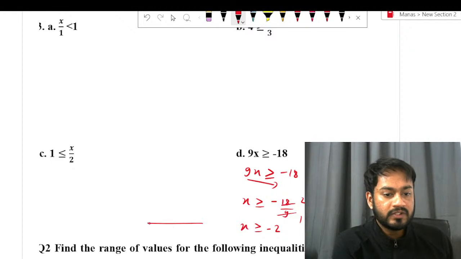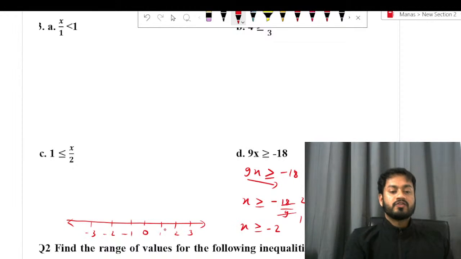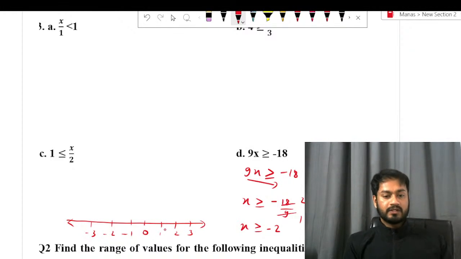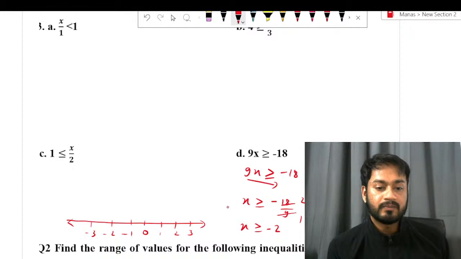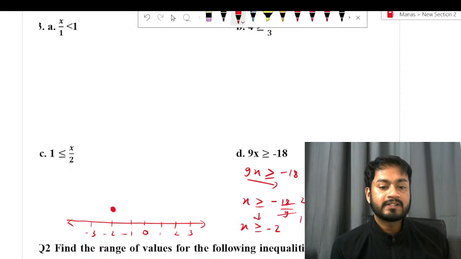Now if you want to show this on a number line, what we will do is we will make 1, minus 1, minus 2, minus 3, and this will be 1, 2 and 3. Okay, so children, if you see this, now you need to place this value of x which is greater than minus 2. So greater than minus 2, you need to put the close bracket.